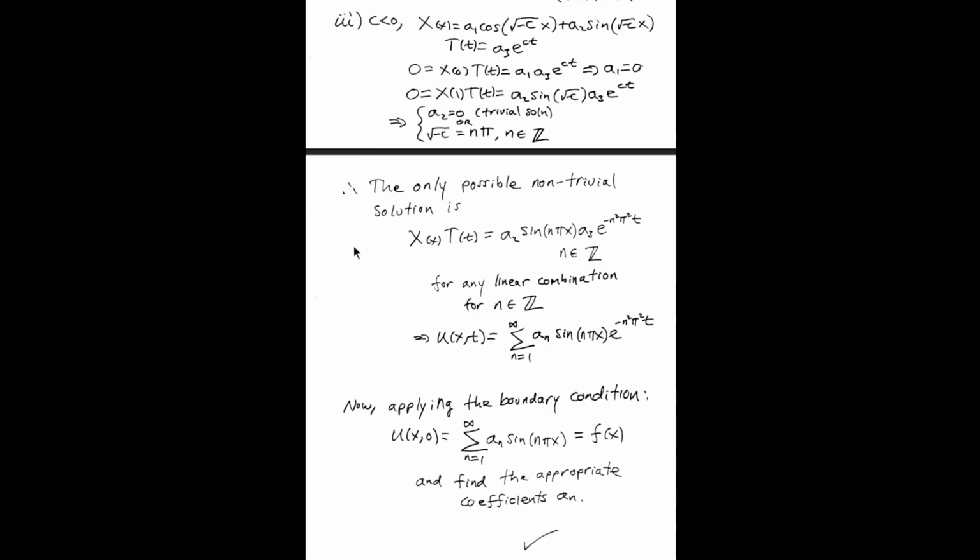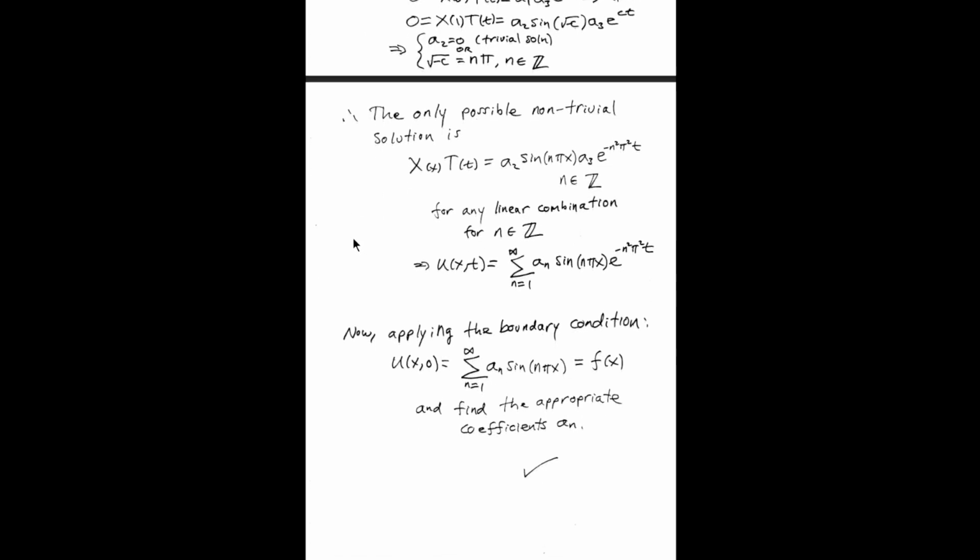Now one more thing to do. We're going to apply our initial condition. This should say initial condition, by the way, not boundary condition, which says that u of x, 0 will now equal the sum as n goes from 1 to infinity of a sub n sine of n pi x equals our f of x initial condition. And we'll use our Fourier analysis to find the appropriate coefficients a sub n. And that will complete our solution.